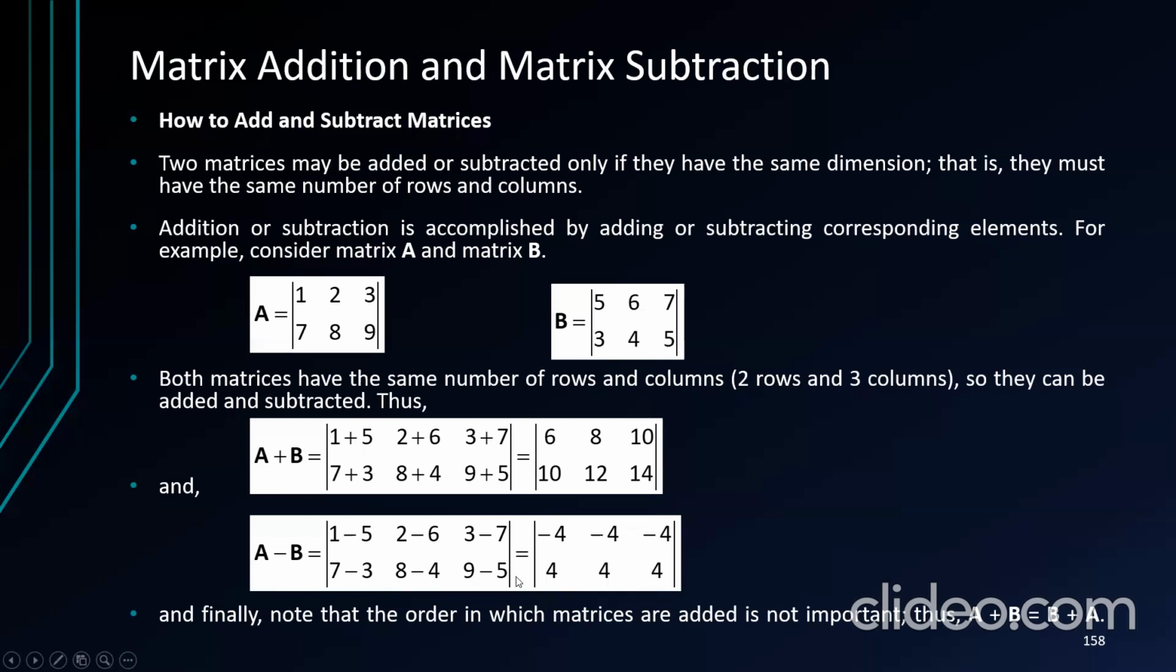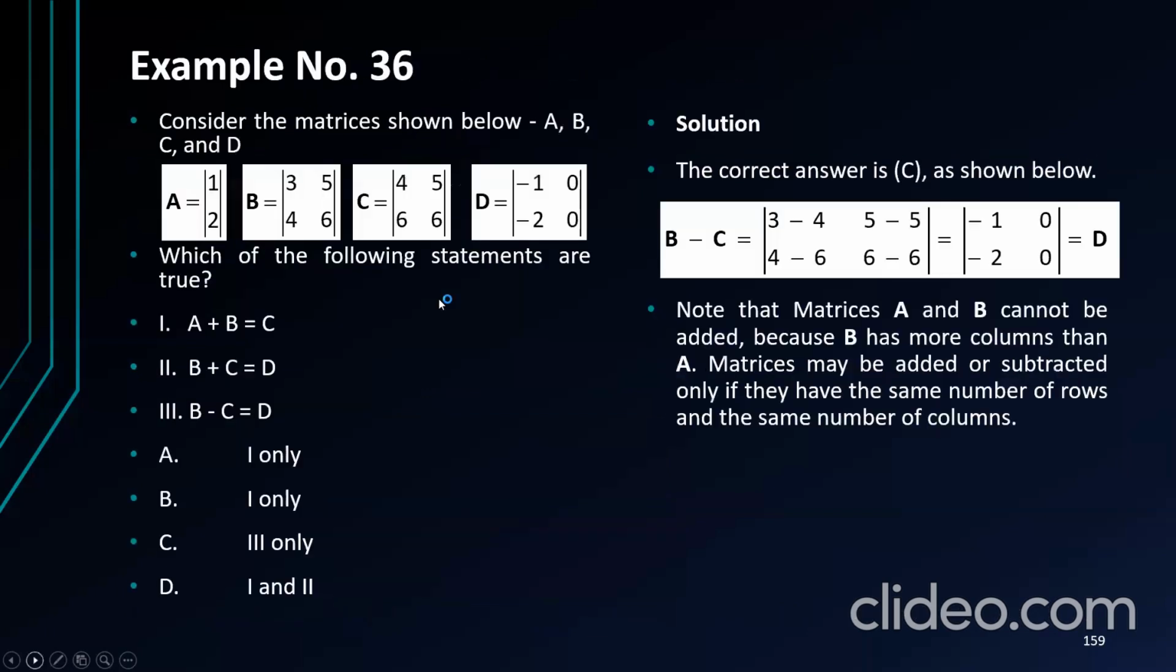So yan. And finally, note that the order in which matrices are added is not important. Thus, A plus B is equal to B plus A. Okay. Sample number 36.